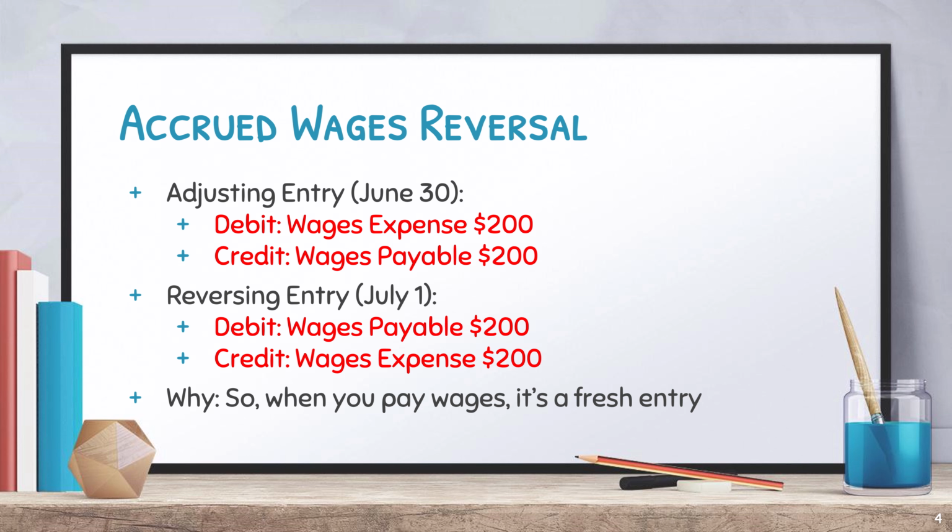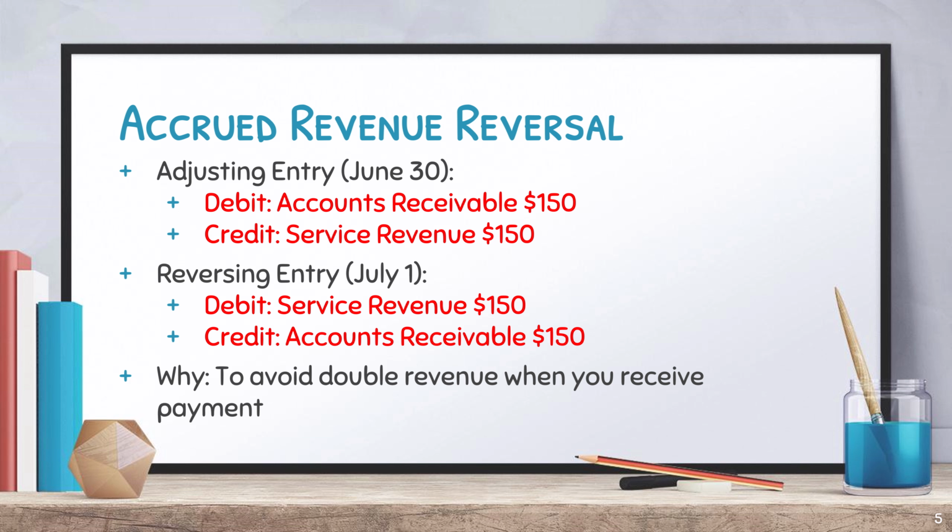Next, we take a look at accrued revenue reversal. Imagine you delivered a bulk lemonade order to a local event on June 30th, worth $150, but the customer said they'll pay in early July. You still have to show the revenue for June, so you record it using accounts receivable. But once July starts, you reverse that entry. This clears the books, so when the cash comes in, you simply record it like normal. Cash in, revenue earned, without inflating your income.